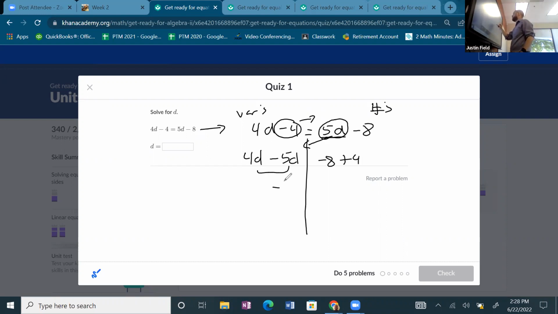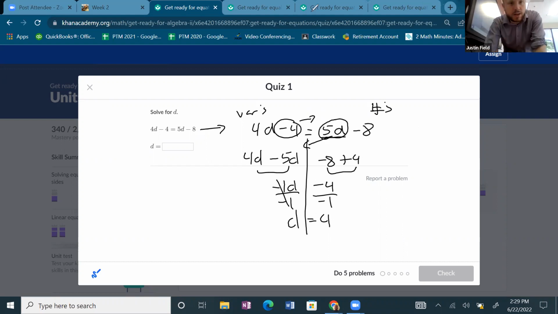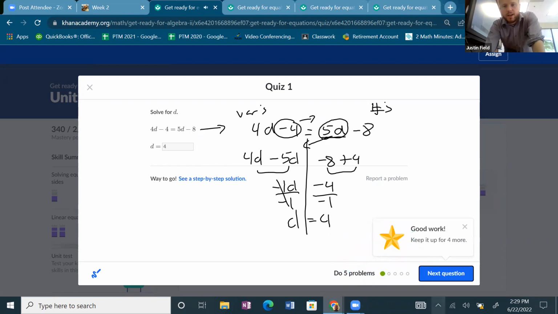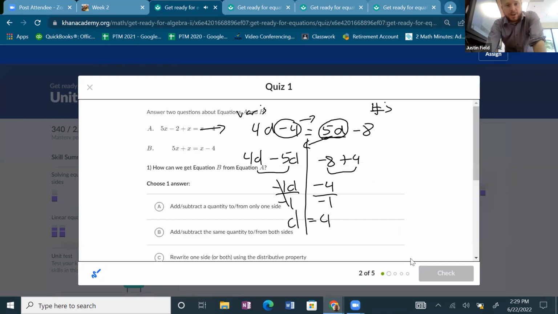Now we're going to combine the like terms. This is going to be -1d, and this is going to be -4. Then we just solve our one-step equation. D equals +4. Of course, you can check your work by substituting it back in, and then when you press the check button, you'll be right.